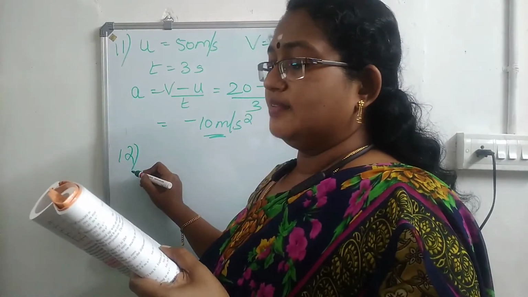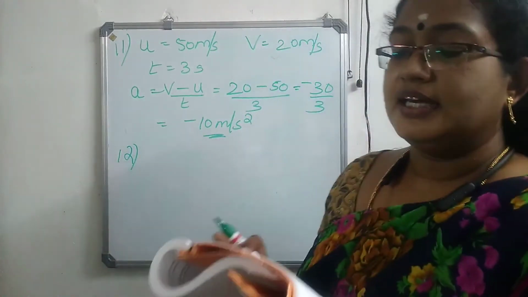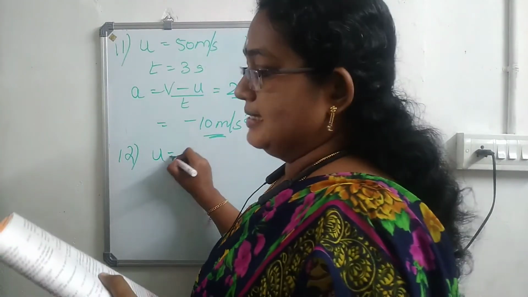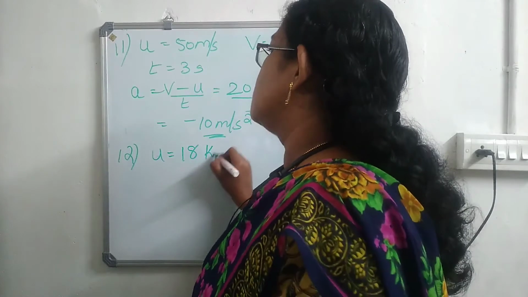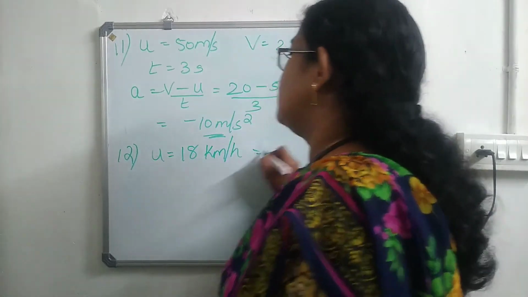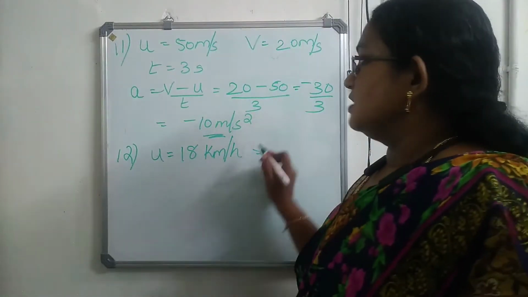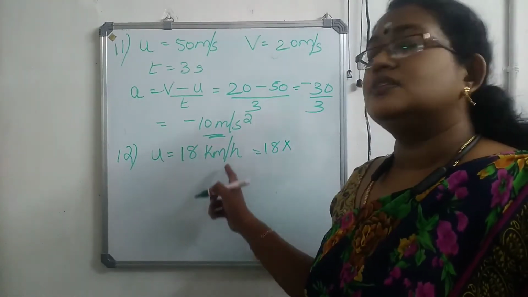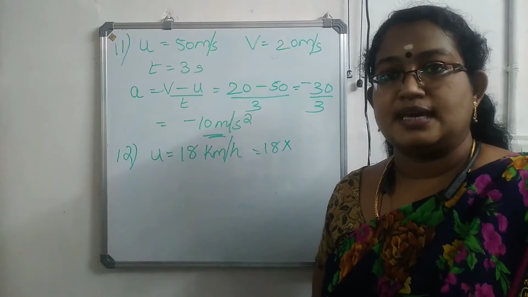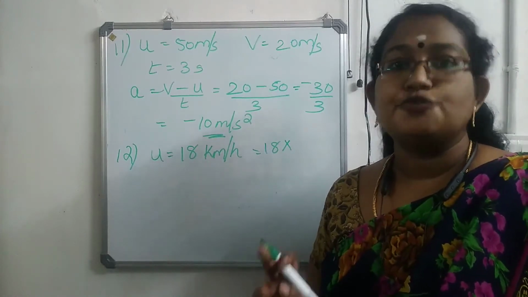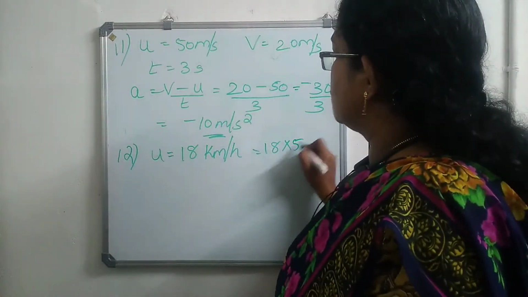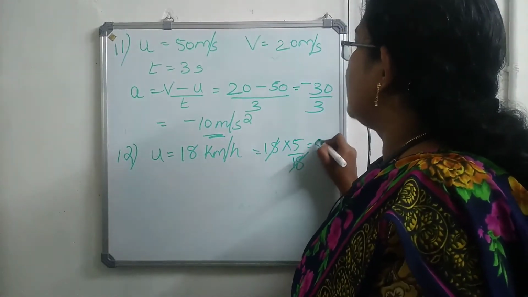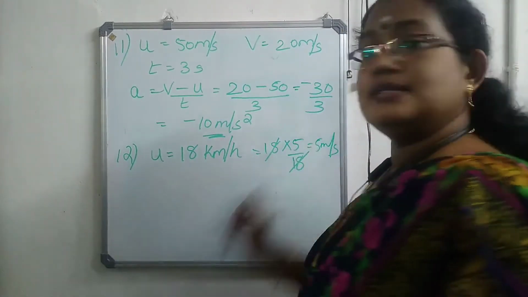So what all things are given here? A toy car initially moving with a velocity of 18 km per hour. So initial velocity is 18 km per hour. First we have to convert this into meter per second. How will you convert kilometer per hour to meter per second? Multiply with 5 by 18, isn't it? So 5 by 18, 18 and 18 gets cancelled, and you will be getting 5 meter per second.